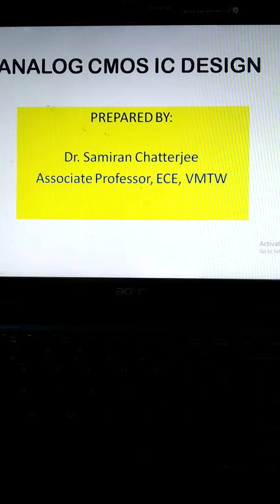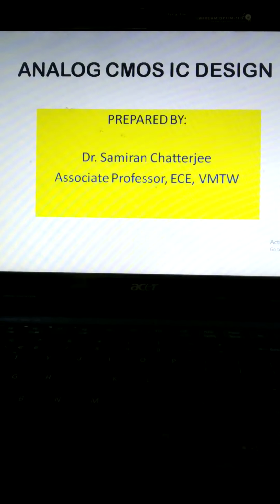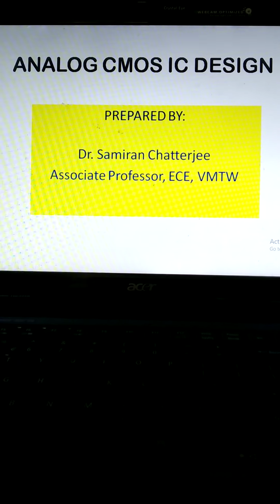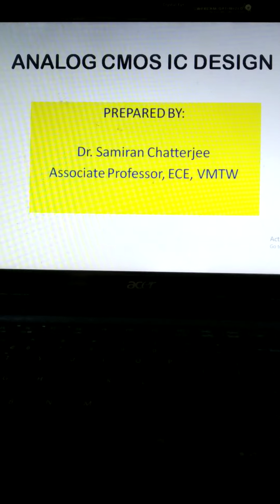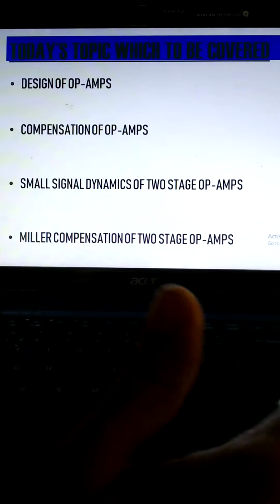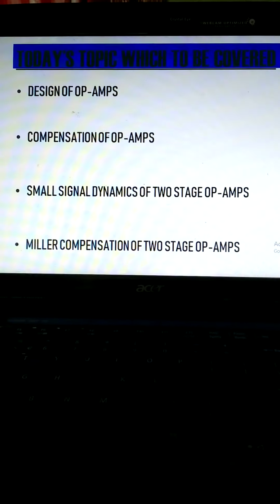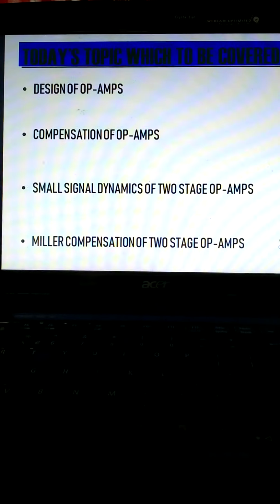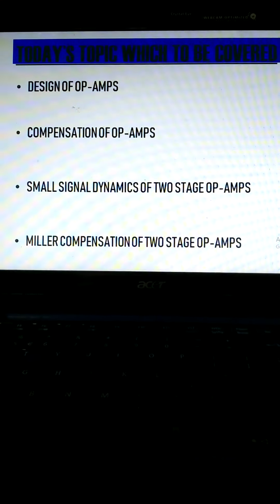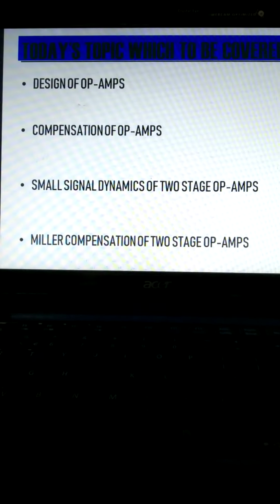So, my dear students, today, as you already know, 4.5 units are completed. Now today we discuss the last unit of analog CMOS IC design. Today's topics are how to design the op amp, how to compensate the op amp, the small signal dynamics of the two-stage op amp, and Miller compensation of the two-stage op amp. So these are the four topics I will try to discuss today.